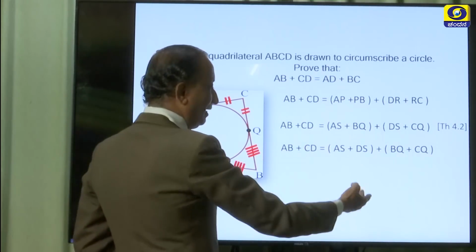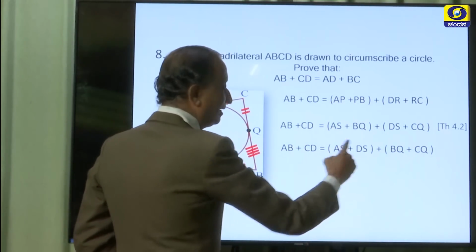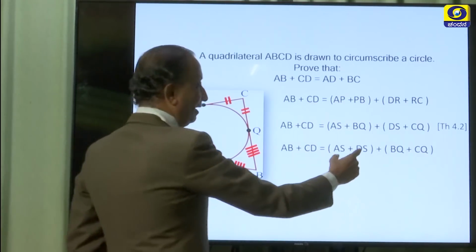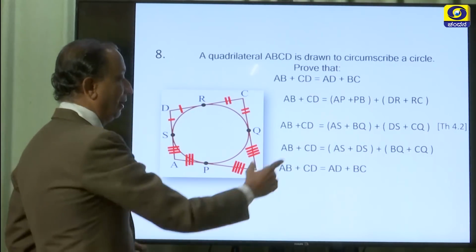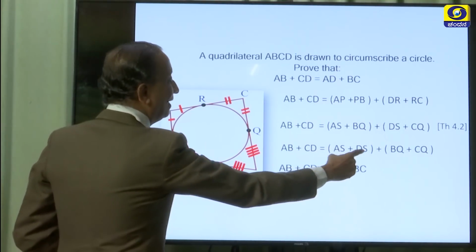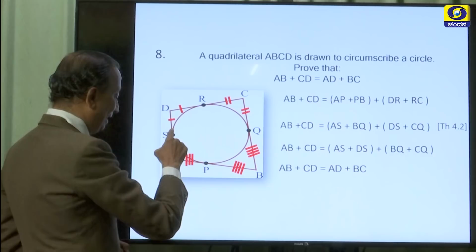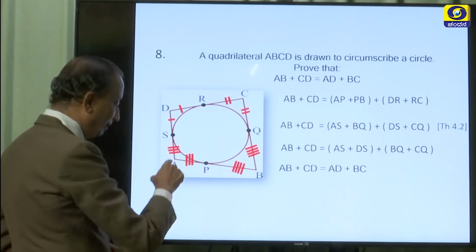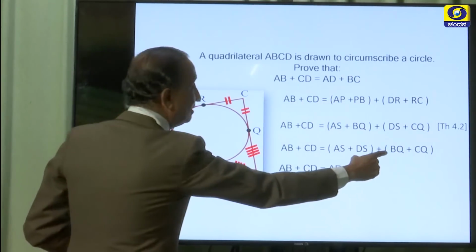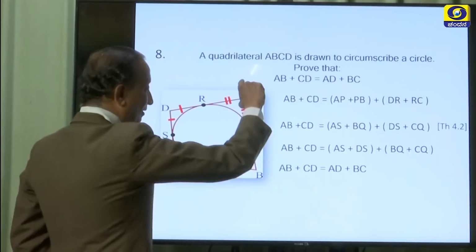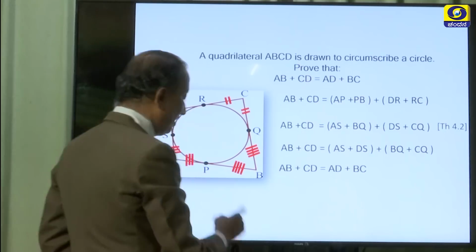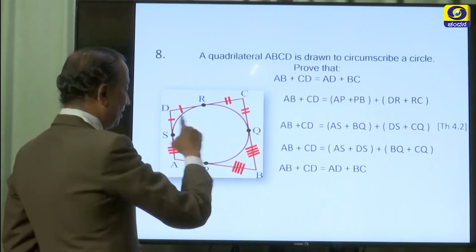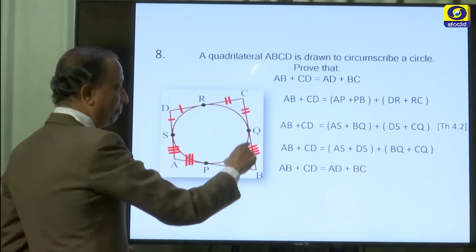So, let us do this rearrangement. AS and DS can be rewritten like this, plus BQ and CQ can be written. Okay. Now, we can add AS and DS. So, AS and DS together make AD and BQ plus CQ will add up to BC. Therefore, AB plus CD, this side plus this side is always equal to this side plus this side.